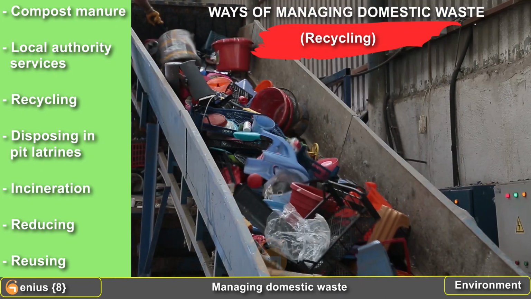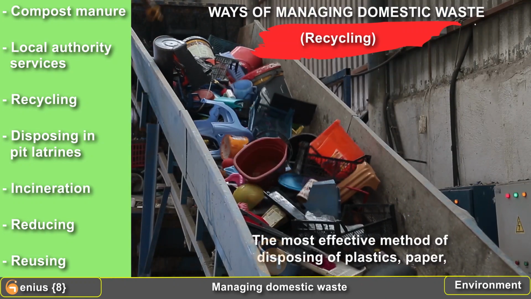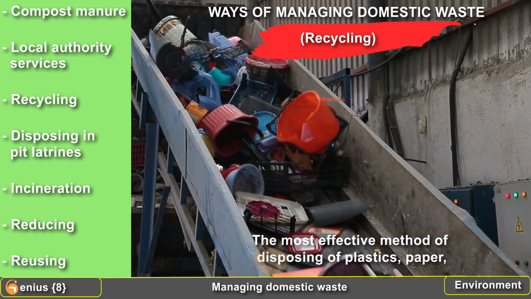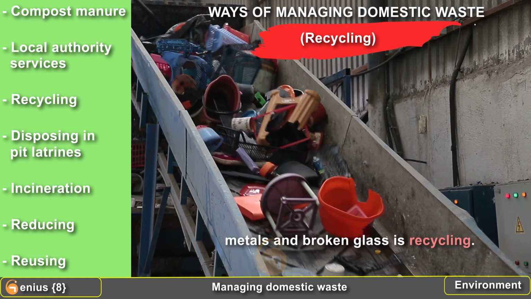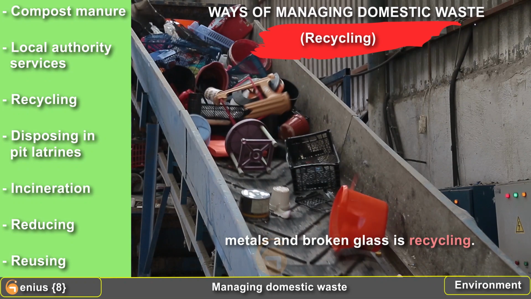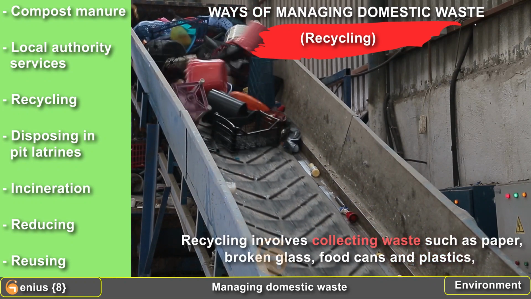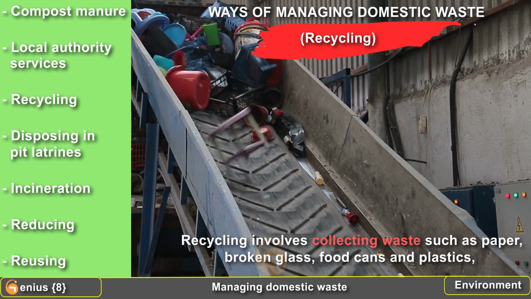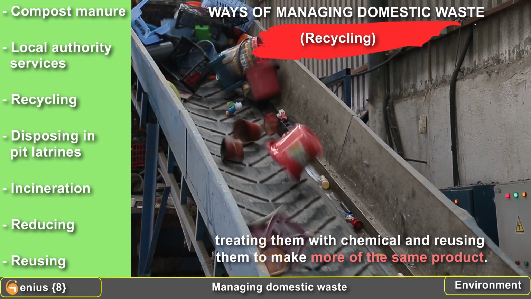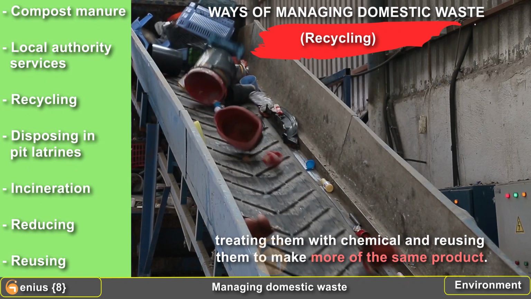Recycling. The most effective method of disposing of plastics, paper, metals and broken glass is recycling. Recycling involves collecting waste such as paper, broken glass, food cans and plastics, treating them with chemicals and reusing them to make more of the same product.